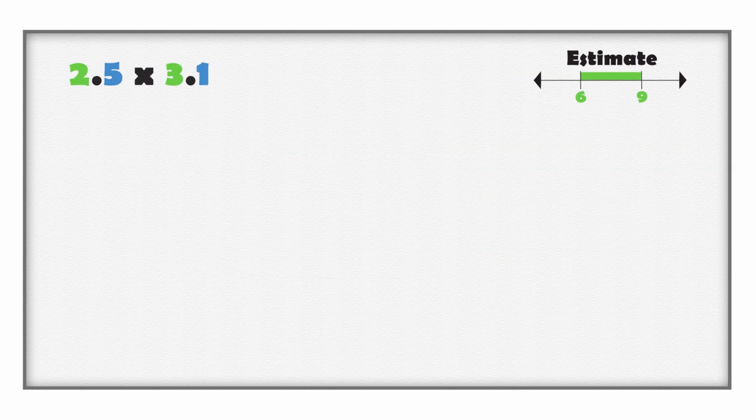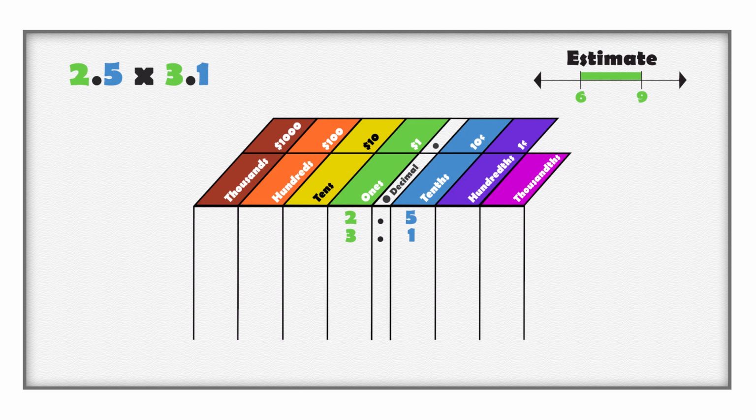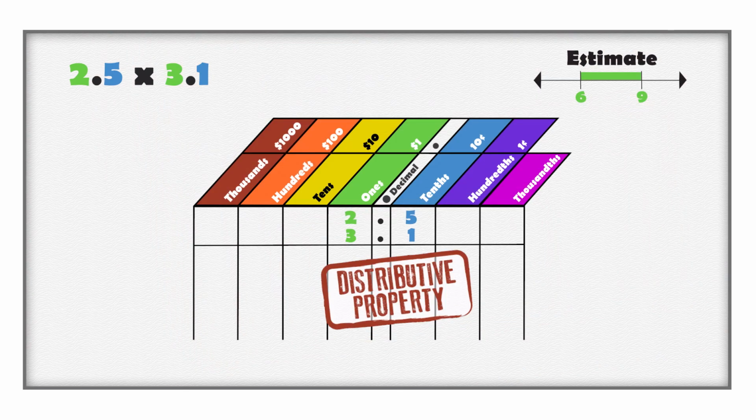Another way to multiply these decimals is to line up the digits by place value. We can use a place value chart to help organize the digits. When using the distributive property, multiply the value of each digit in one number with each digit in the other number, and then add together the partial products.